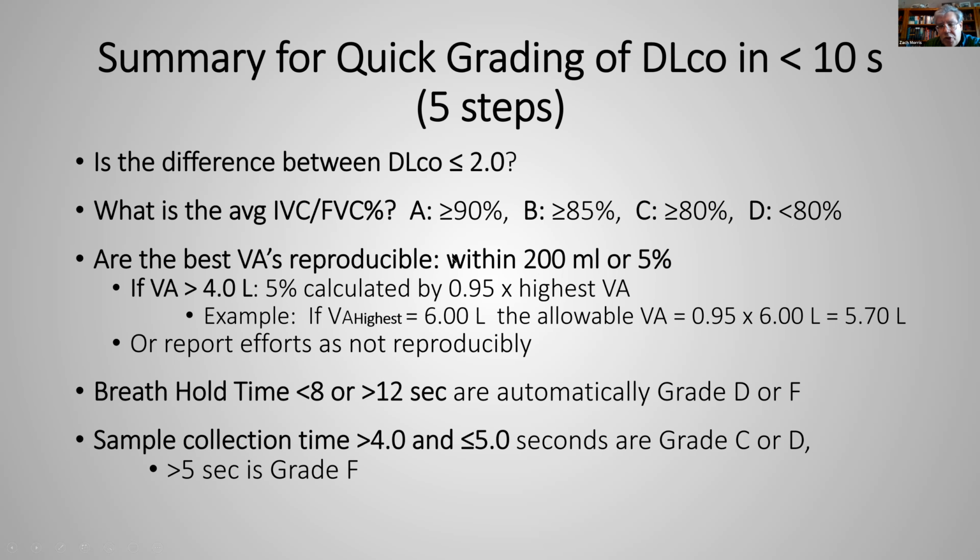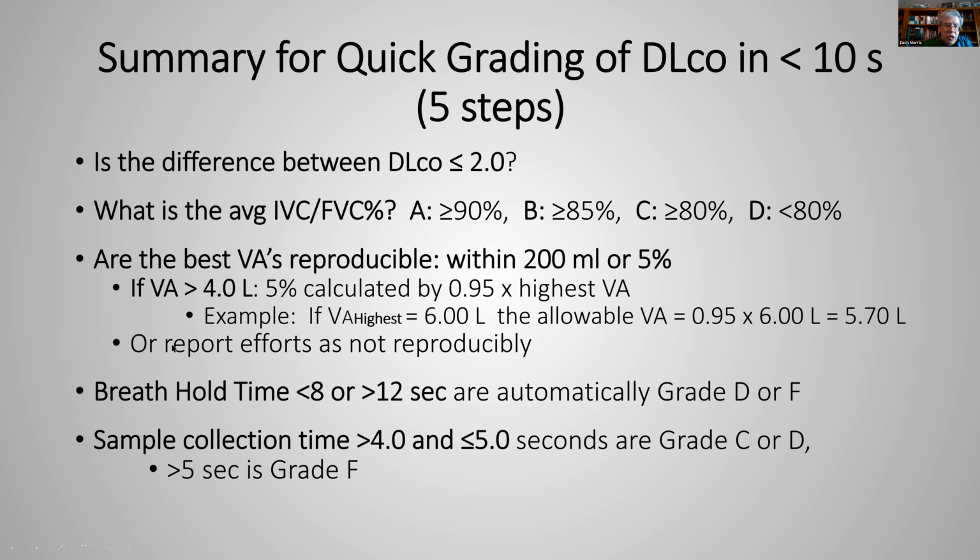The third thing you look at really quickly is alveolar volumes. Usually you can tell just by looking at the efforts on the page if they're within 200 milliliters or not. But by the other rule, what if the best alveolar volume is greater than 4 liters? Well, what you do is that 5% rule, 0.95 times the highest alveolar volume. Let me give you an example. If you have an alveolar volume of 6 liters, then the next allowable alveolar volume is 0.95 times 6, which is 5.7 liters. So if you have a calculator handy, you just multiply 0.95 times your highest, and if your volume is lower than that, then the volumes are not reproducible.